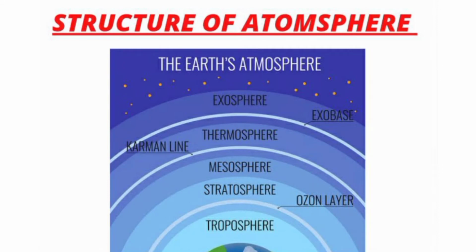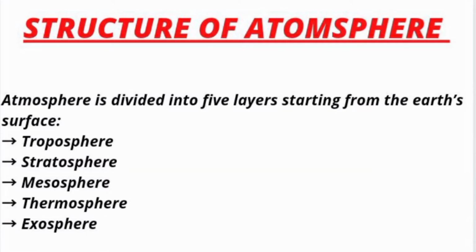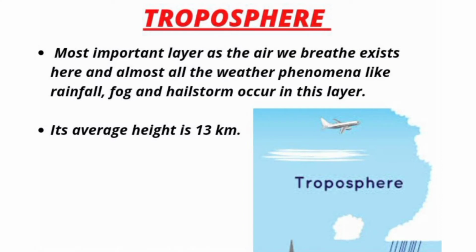Now, we will discuss the structure of atmosphere. Atmosphere is divided into 5 layers starting from Earth's surface: troposphere, stratosphere, mesosphere, thermosphere, and exosphere. So, we will discuss every sphere of Earth's atmosphere in a little bit detail. So, let's start with troposphere.